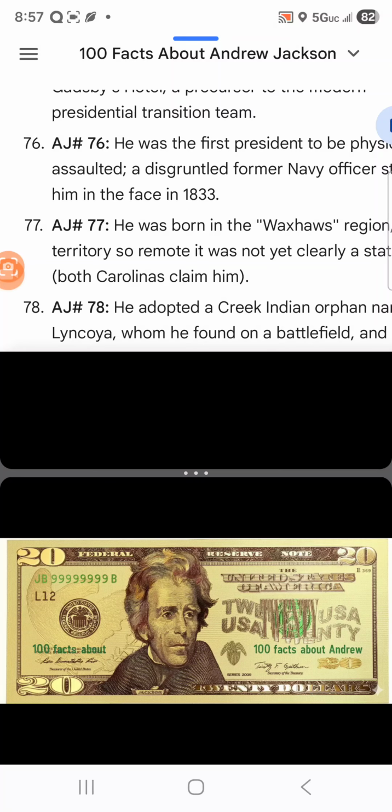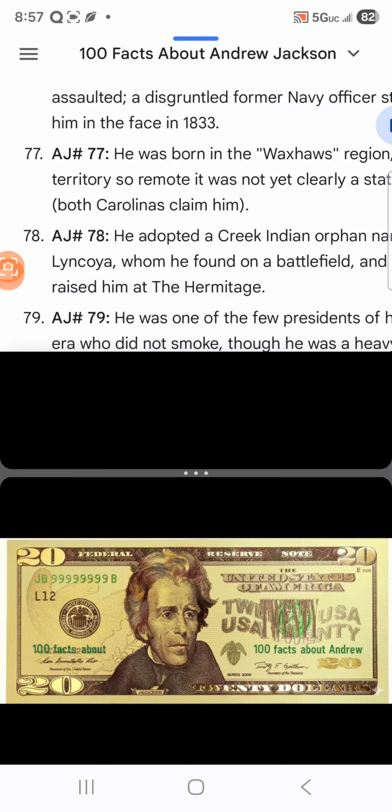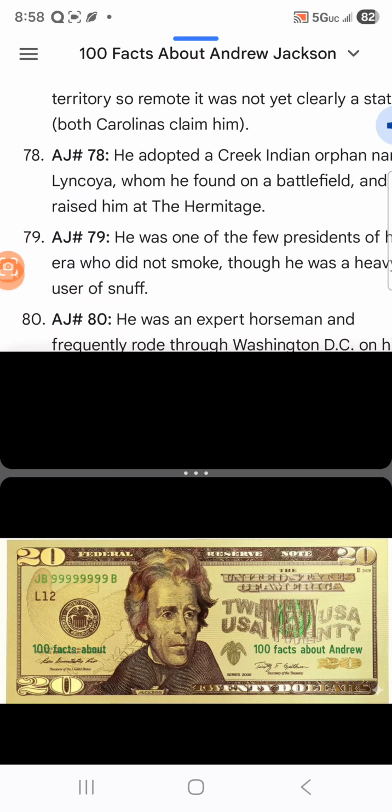Both Carolinas claim him. 78. Wow. AJ number 78. He adopted a Creek Indian orphan named Lincoya, whom he found on a battlefield and raised at the Hermitage. I wonder how many presidents had two or more states that claim them. 79. AJ Lincoya sounds like a female name.